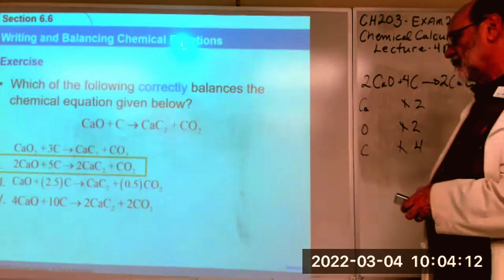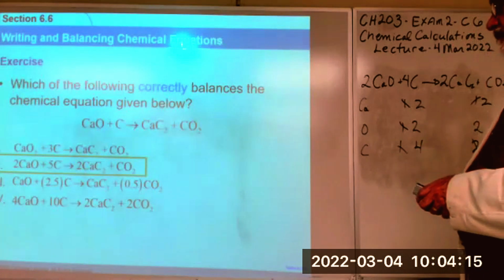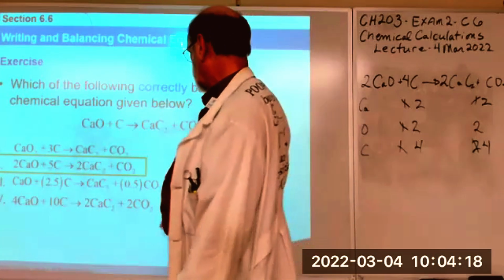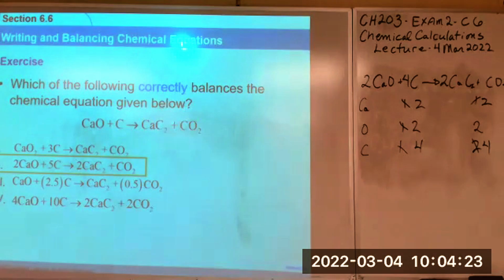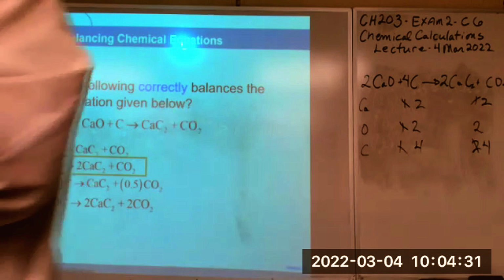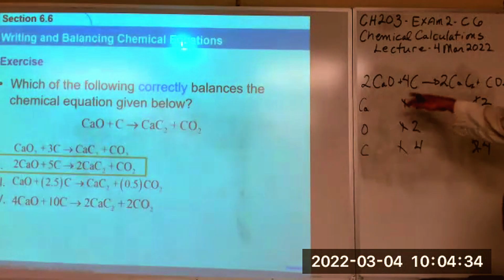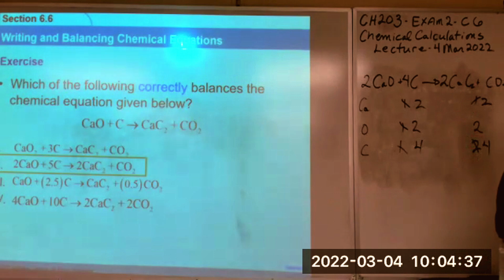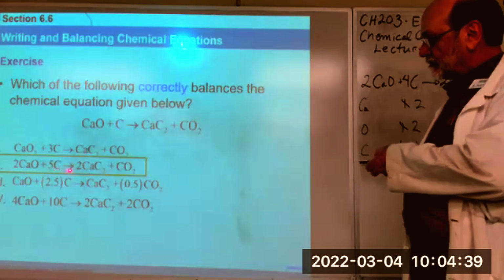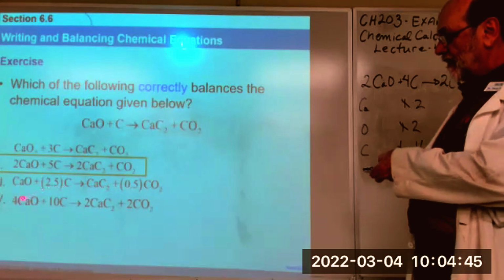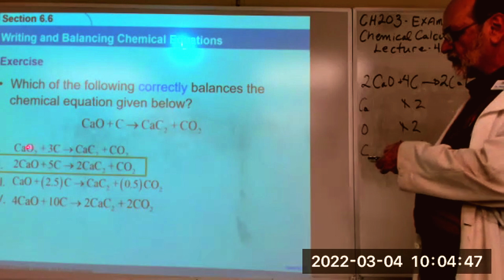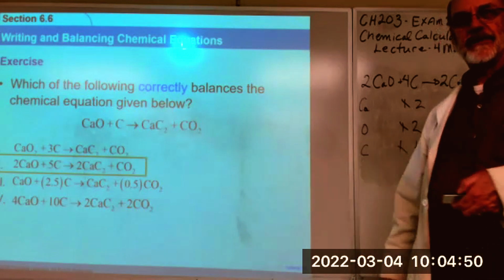No. Oh, maybe the slide's wrong. Yeah, the slide's wrong. Okay. I need to make a note to correct that. Fix that later. It should be 2, 4, 2, and 1. Now, if it were this one, then technically that one would be correct, right? And this one would be correct, but this one is the best if it were correct.